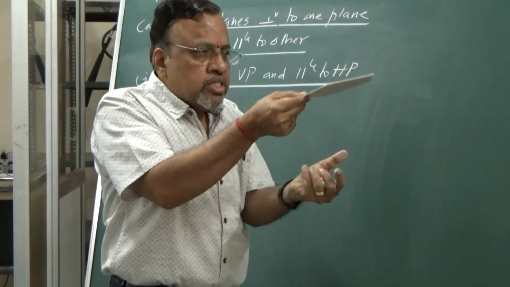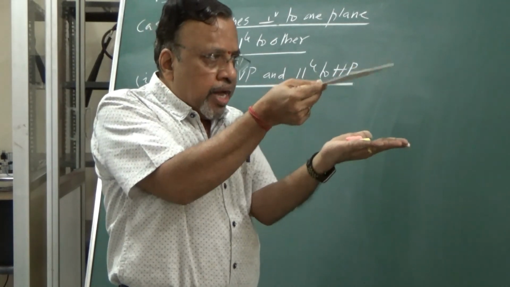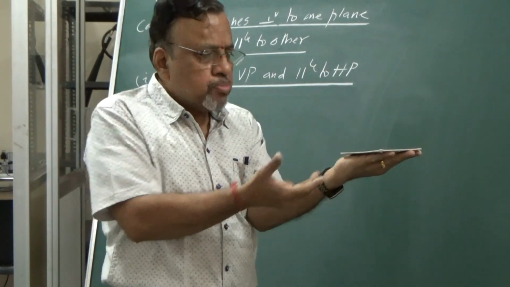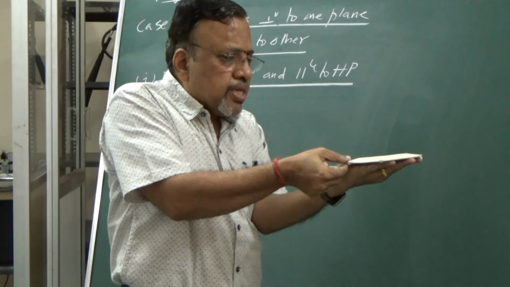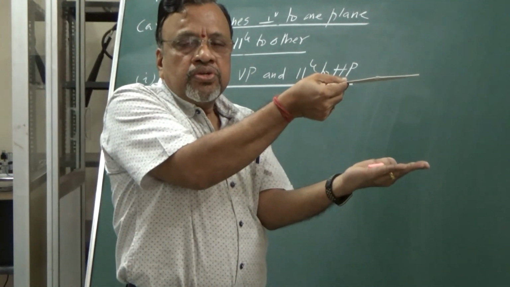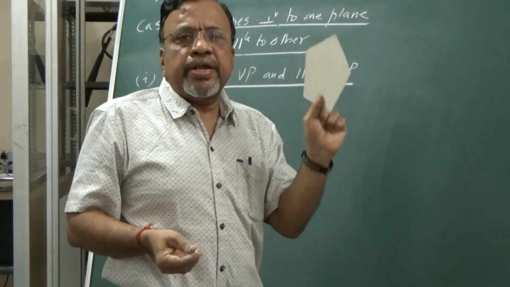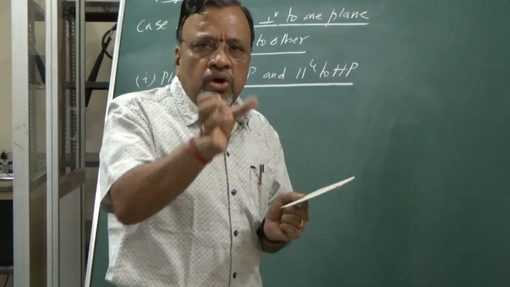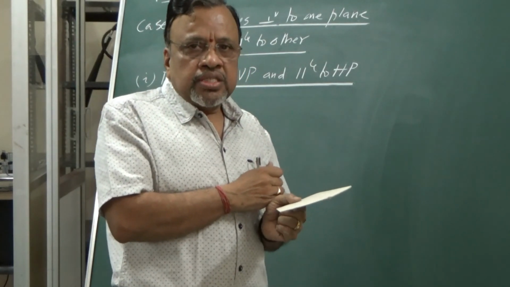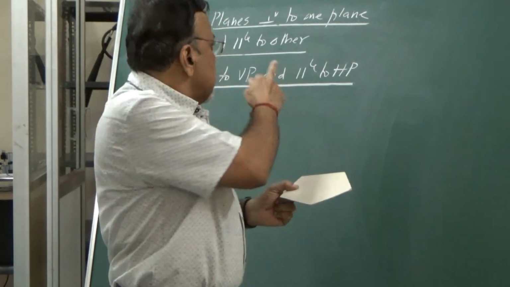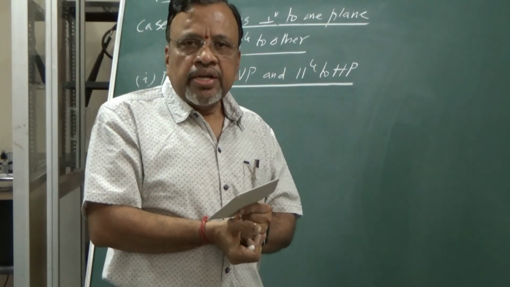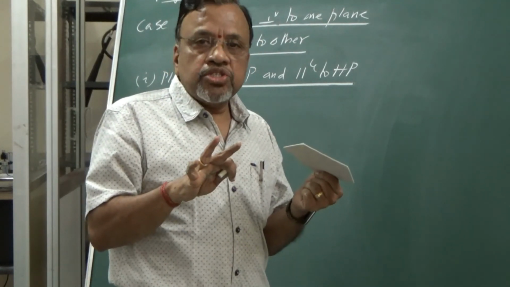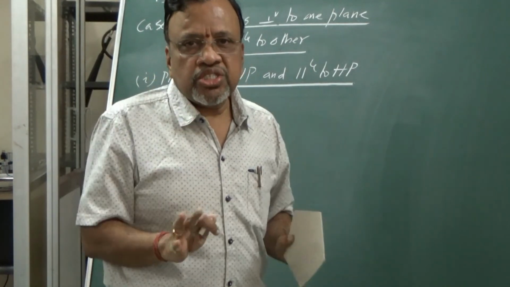Also, since this plane is parallel to HP, this plane may be on HP itself, where on HP means it is parallel only, or this plane is above HP. Is it clear? Now let us take a problem. Let us consider a pentagonal lamina of 30 mm sides, parallel to HP and perpendicular to VP. Then I would have stated that one of the sides is inclined at 30 degrees to VP. Draw its projections. That's what I am going to do.